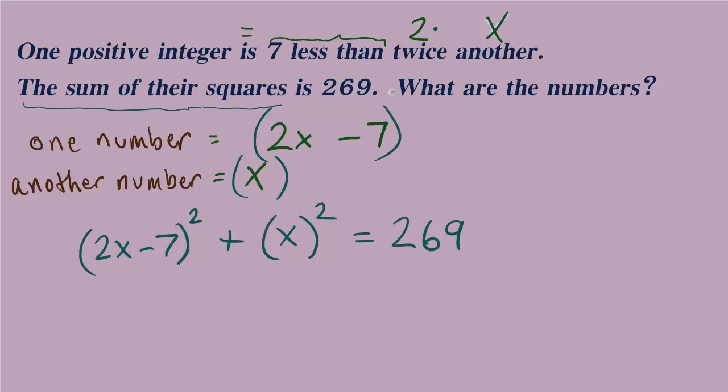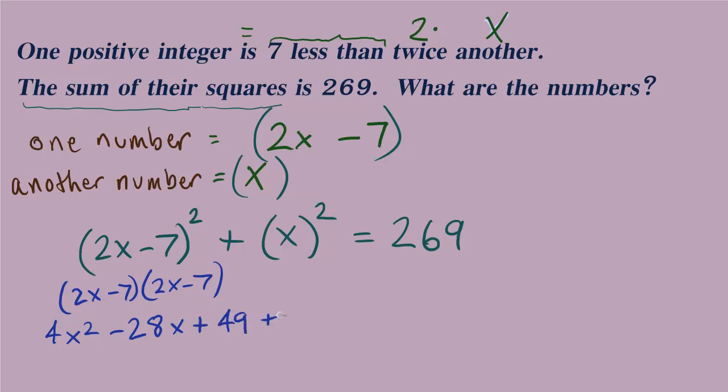The last part of this problem is to come up with the solution. What are these numbers? And this equation is quadratic. We will want to get it into standard form, but first I want to simplify the left side. I need to do some exponents of 2. Here we are multiplying 2x minus 7 times another 2x minus 7. I'll do FOIL method. The outer and inner terms are both minus 14x. When we combine those, we'll have minus 28x. And then negative 7 times negative 7, positive 49. Let's bring down the plus x squared equals 269.